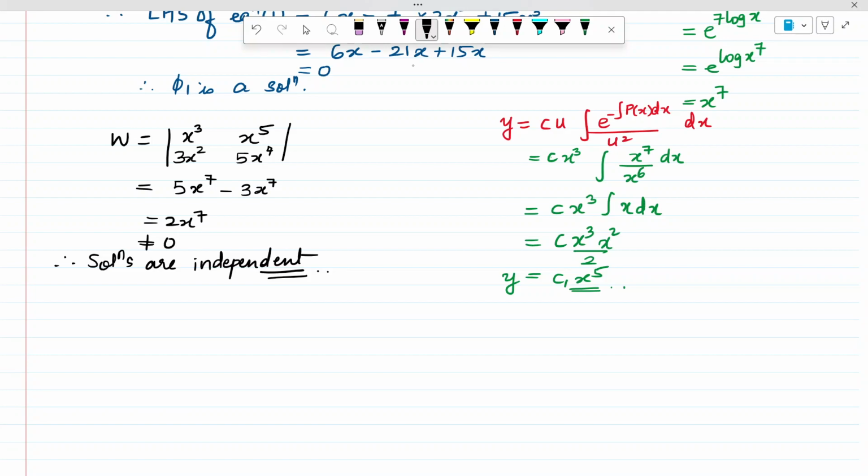One more thing to note over here in this particular question is that ये जो question है, ये आपका कॉशी फॉर्म में है, कॉशी यूलर इक्वेशन के फॉर्म में है. कॉशी यूलर इक्वेशन आपके सिलेबस में नहीं है, बट अगर उसके सॉल्यूशंस ढूंढोगे तो आपको थोड़ा और समझ में आ जाएगा.